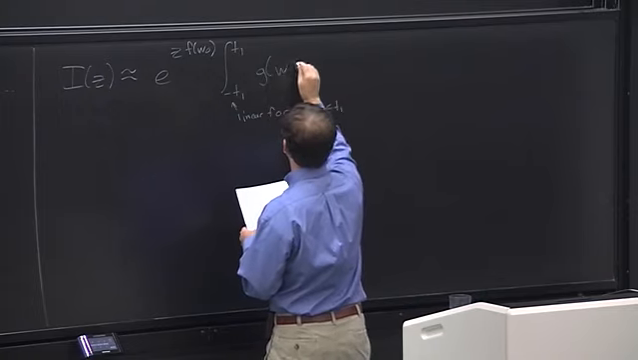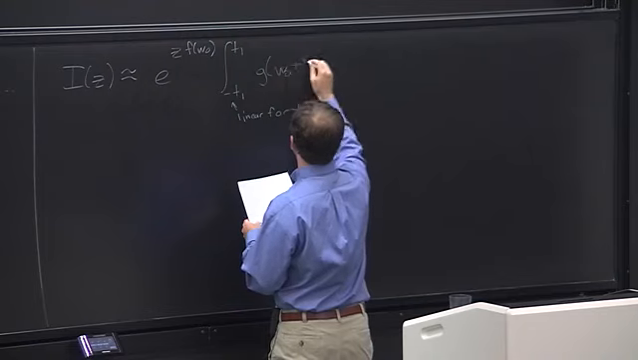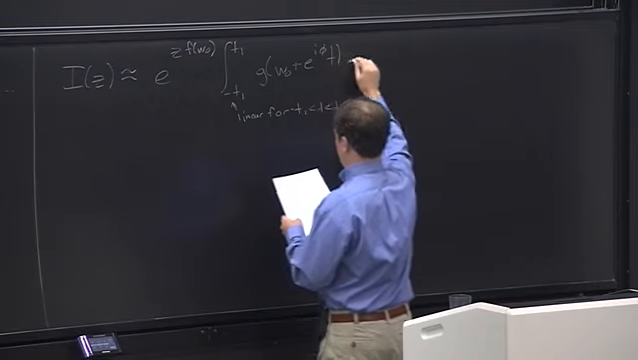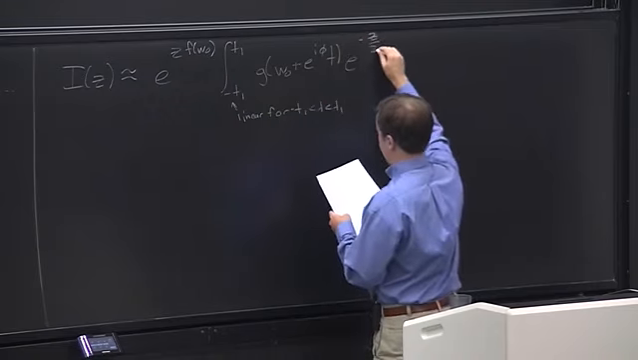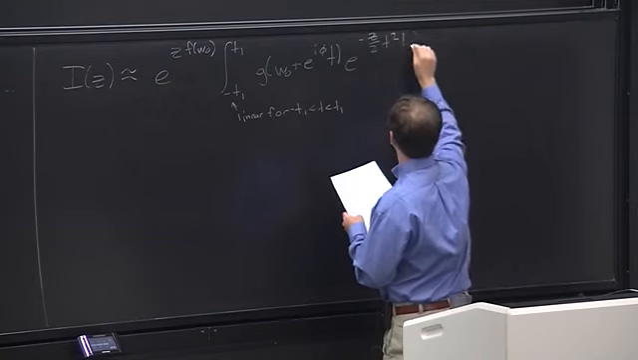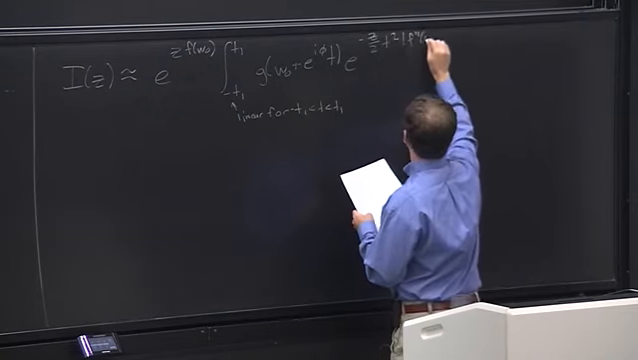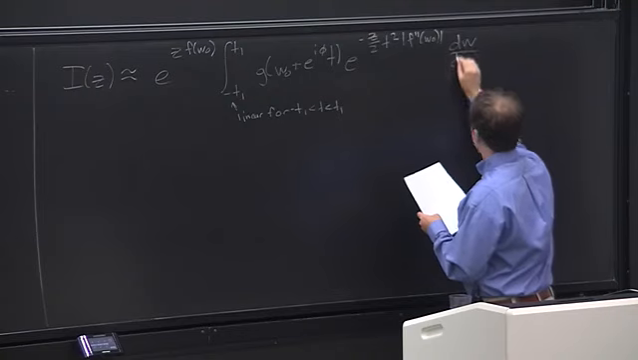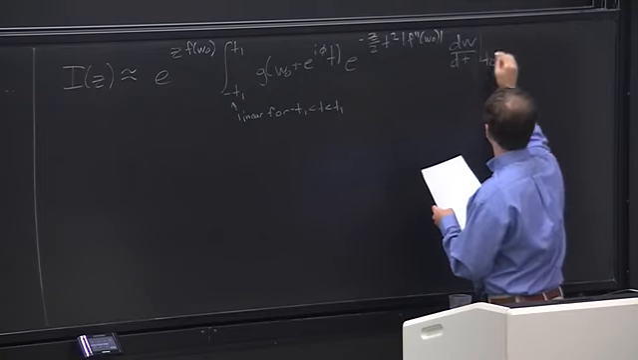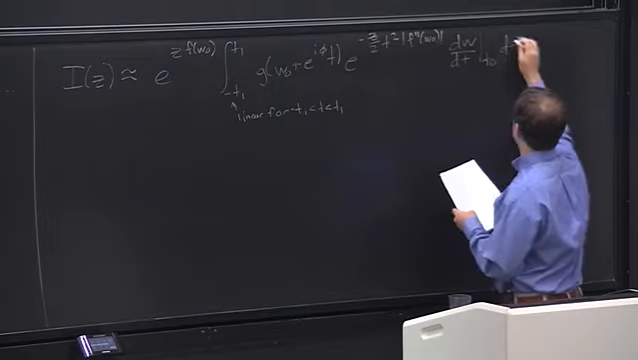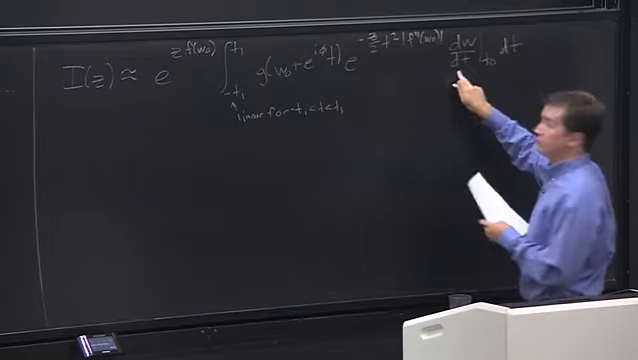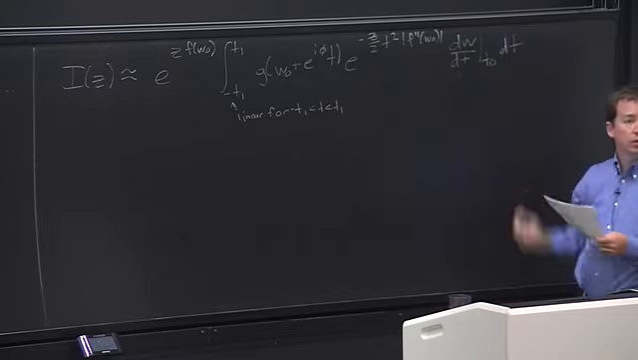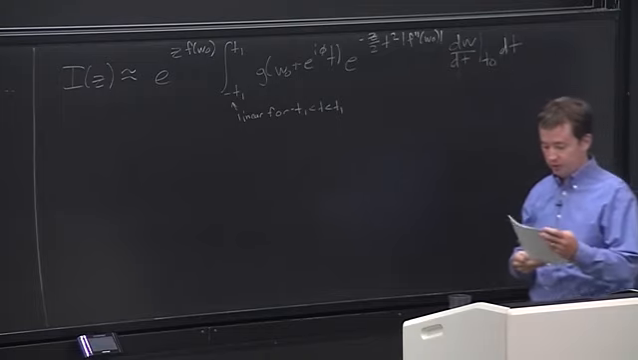We have g of w naught plus e^{iφ} t, e^{-z/2 t^2 |f''(w_0)|}, dw/dt evaluated at t naught, dt. That's just the change. This just comes from the change of variables from originally integrating with respect to w. Now we're integrating with respect to t.